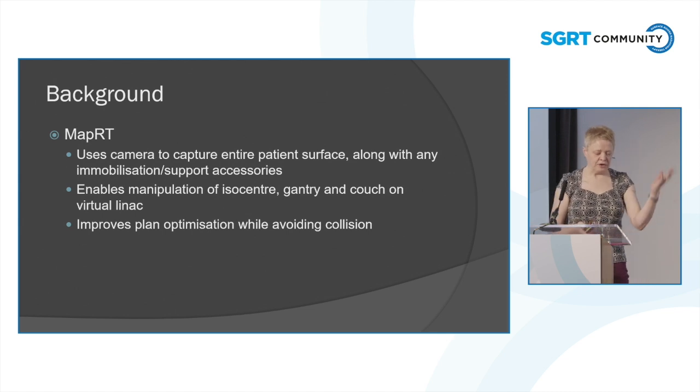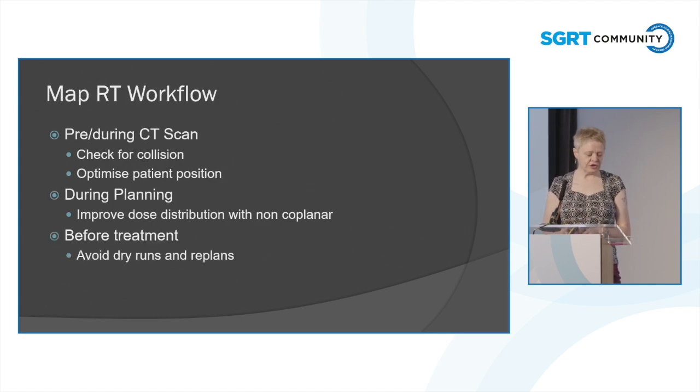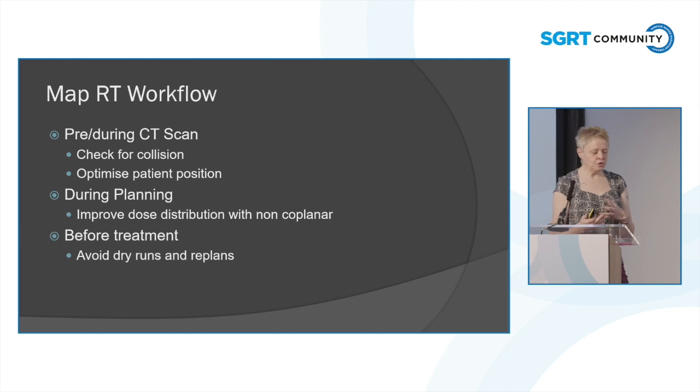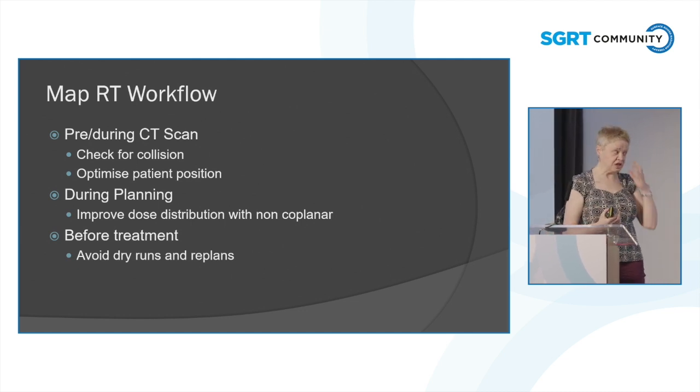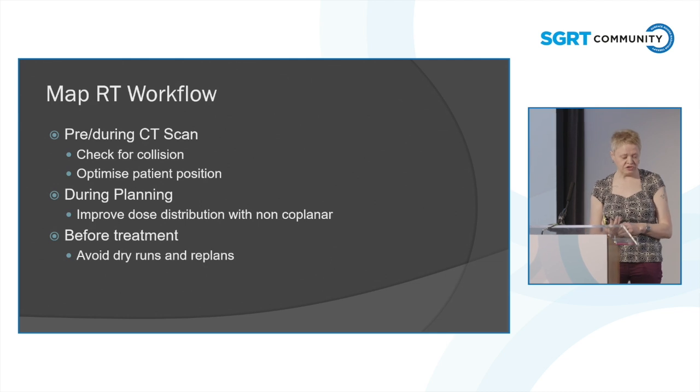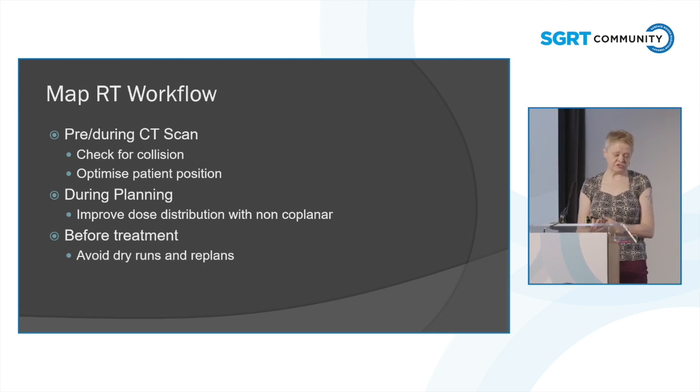So, yeah, this background you will know, it uses a camera to capture the entire patient's surface, and basically we can use it to improve plan optimization while avoiding collisions. So we've got several workflows that we can do. You can check for collision in the CT if you wanted to drop an isocenter in CT. You can optimize the patient position. Where we really use it is during planning.